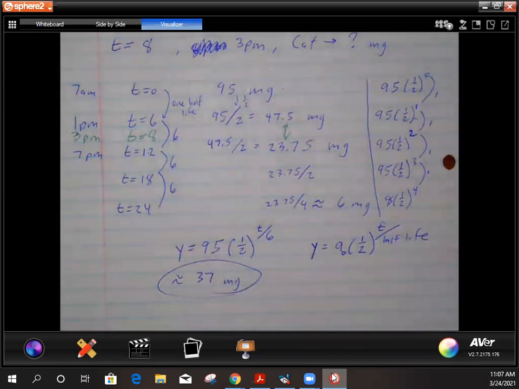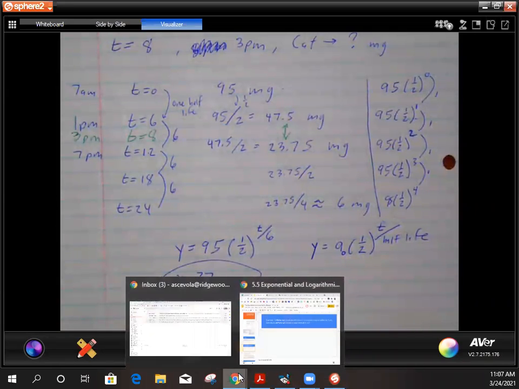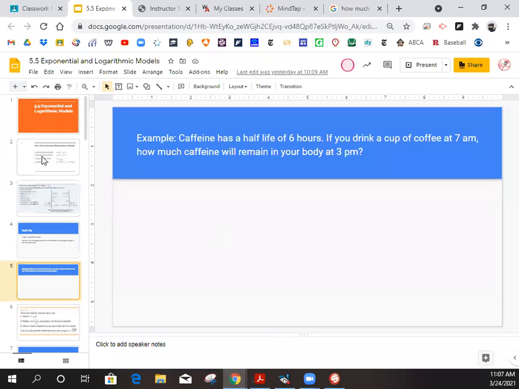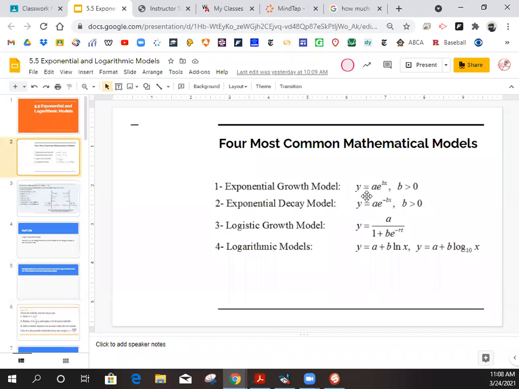All right. So now, if I asked you this question exactly how it's worded, we're done. We did what we needed to do. But I did bring up something at the beginning of class, that the model for exponential decay is this right here. So I just want to go over how you can rewrite the model that we just did in this form, y equals a times e to the negative bx power. So how can you rewrite this with a base e?